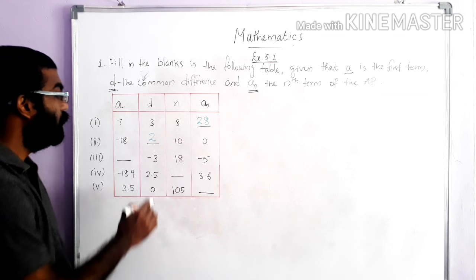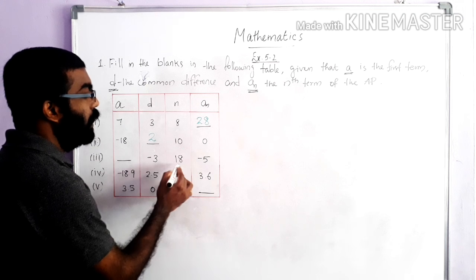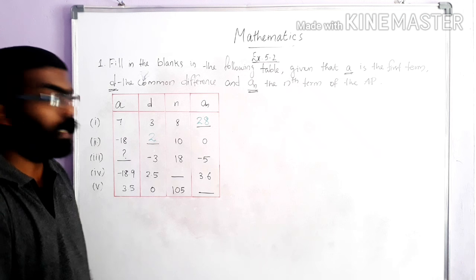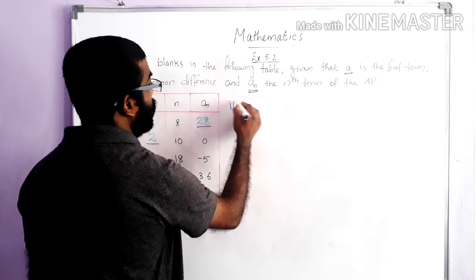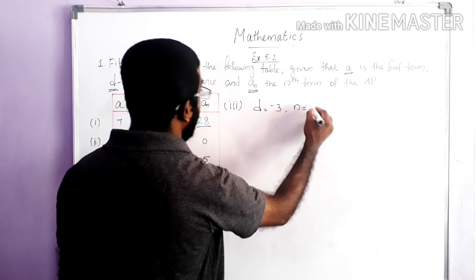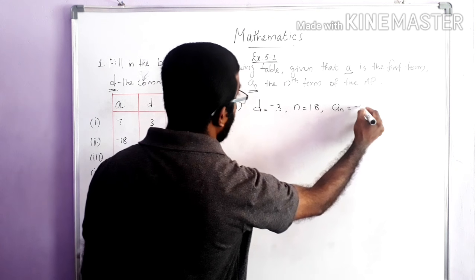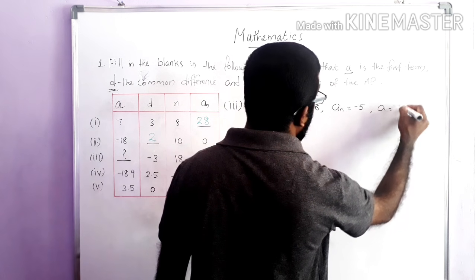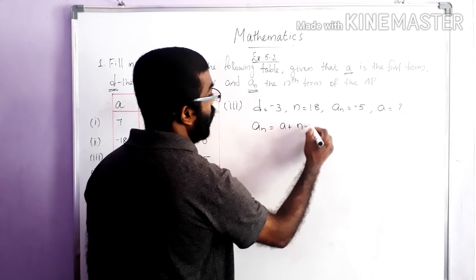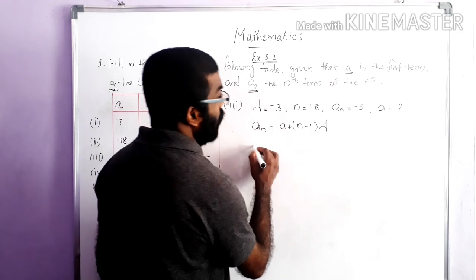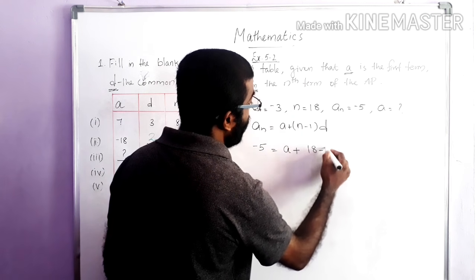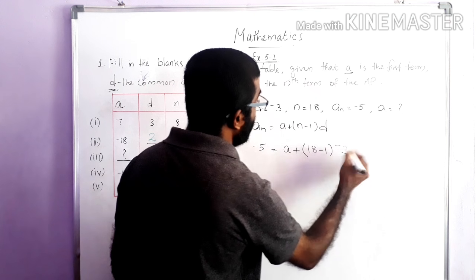Now the third question is, D is given as minus 3, N 18, AN minus 5, and the value of A is missing, that we have to find out. So D is equal to minus 3, N is equal to 18, AN is equal to minus 5, and the value of A we have to find out. So first AN is equal to A plus N minus 1 into D. AN minus 5, A we don't know, that we have to find out. So A plus N minus 1, 18 minus 1 into D. Value of D is minus 3.